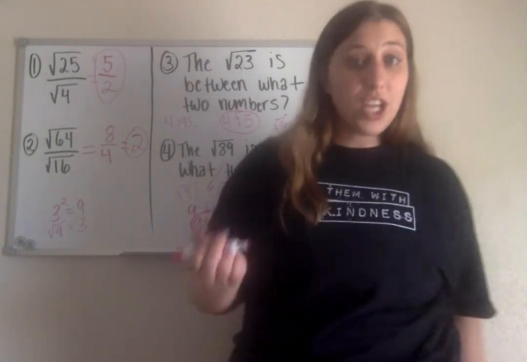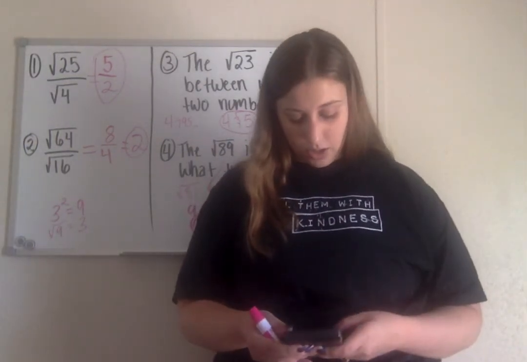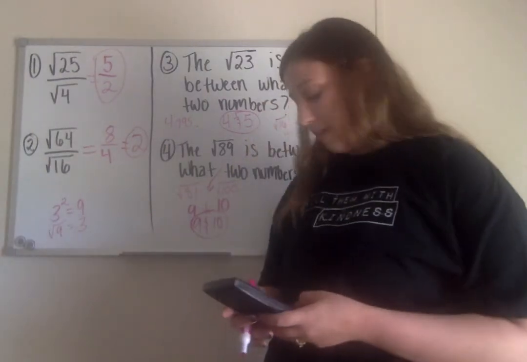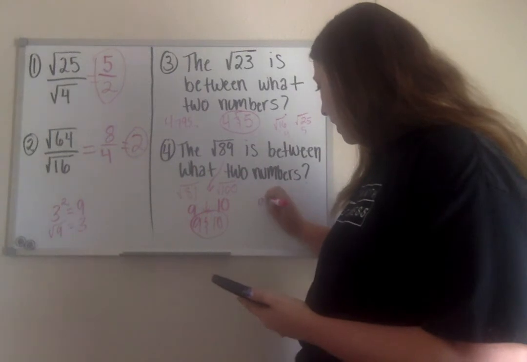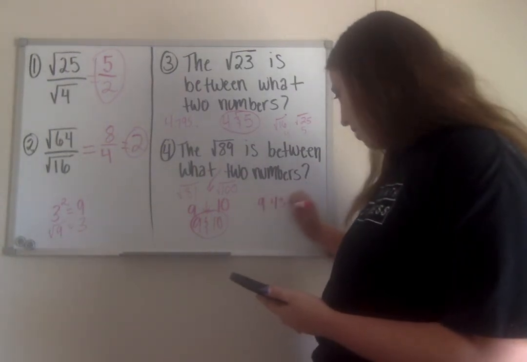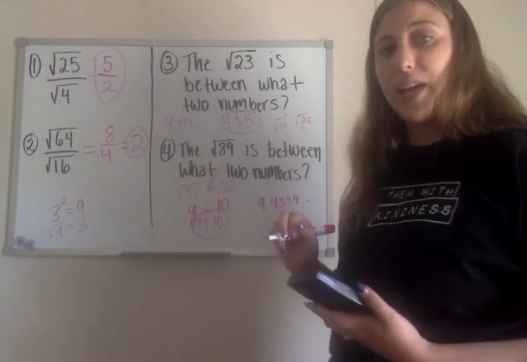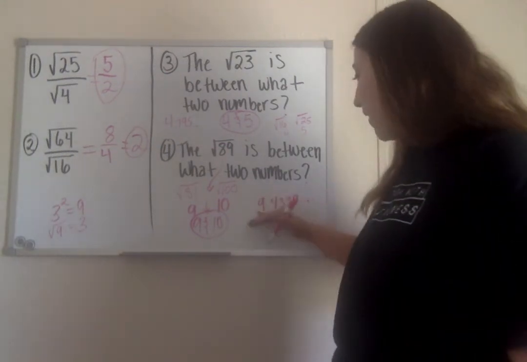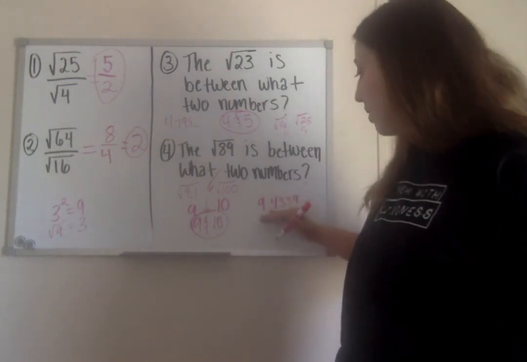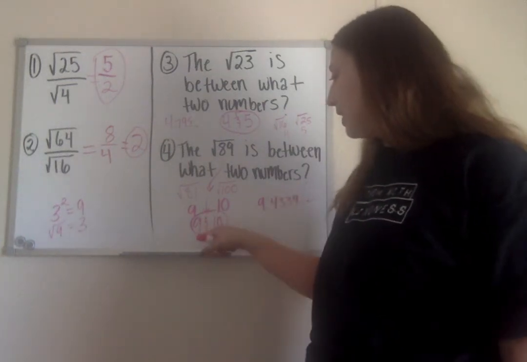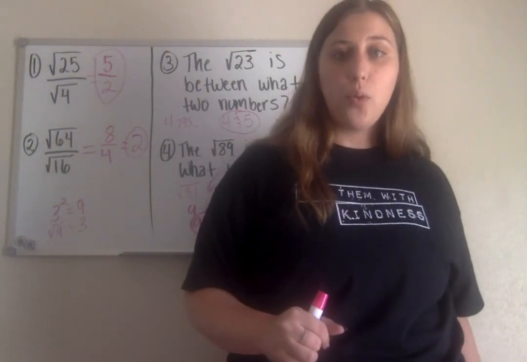We can check that with our calculator. On my calculator, I enter the square root of 89, and I get 9.4339, and so on. So again, we can hopefully see with the actual value of 9.4 and so on, this decimal lies in between 9 and 10. Hopefully you guys can see it from both ways.